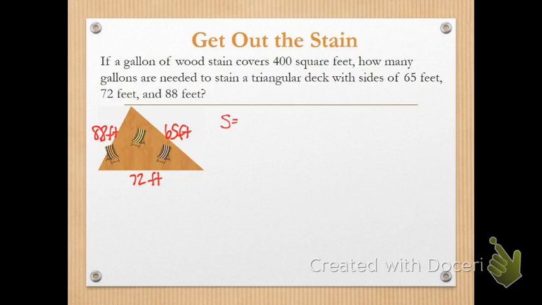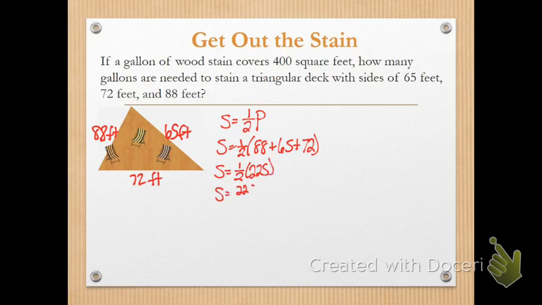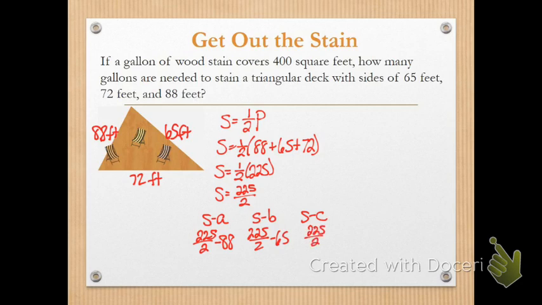I like to find my semi-perimeter first. So I like to find the perimeter. 88 plus 65 plus 72. So the semi-perimeter is 1/2 of 225. So for S, I'm just going to use 225 divided by 2. So my big old long formula is going to involve S minus A, S minus B, and S minus C, where A, B, and C are just the side lengths. So it's going to involve 225 over 2 minus 88, 225 over 2 minus 65, and 225 over 2 minus 72.